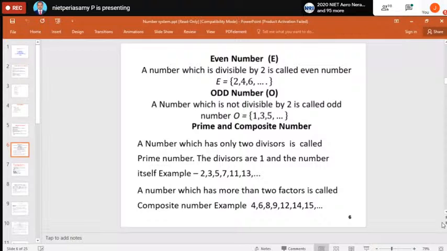The examples of prime numbers and composite numbers are mentioned in your slide. We can find plenty of examples for prime numbers and composite numbers. Randomly you take any number, you identify the divisors. Based on the divisors, we can find out whether the given number is a prime number or a composite number. So this is the definition of prime and composite numbers.